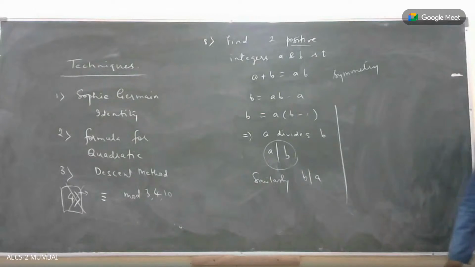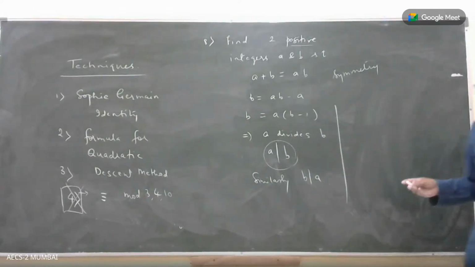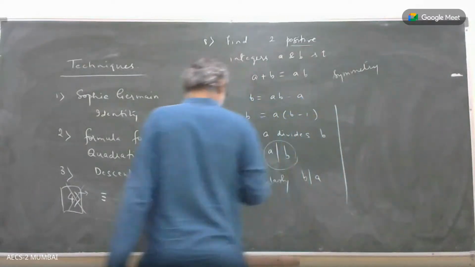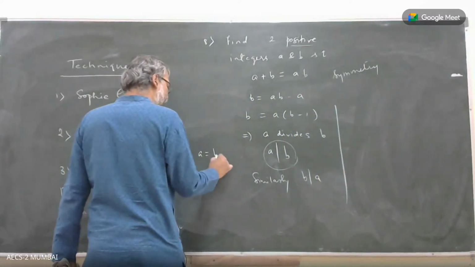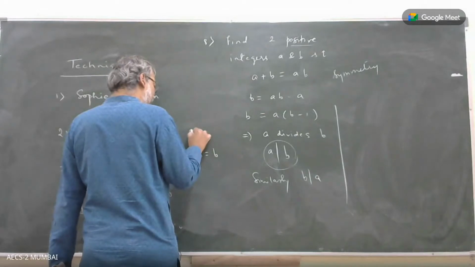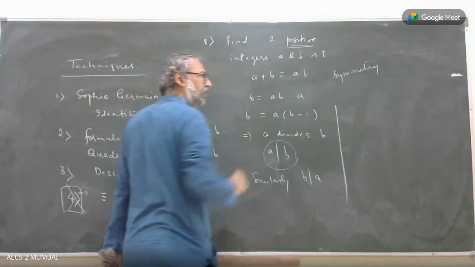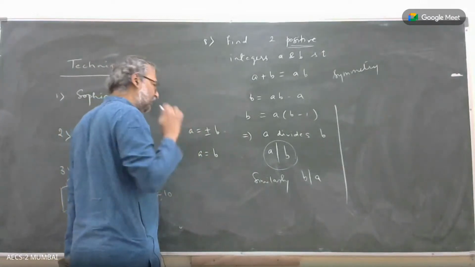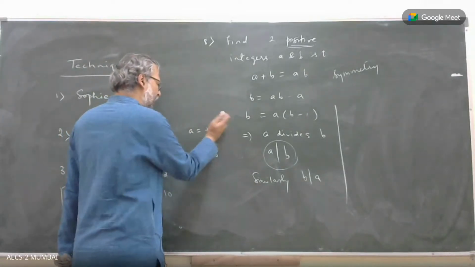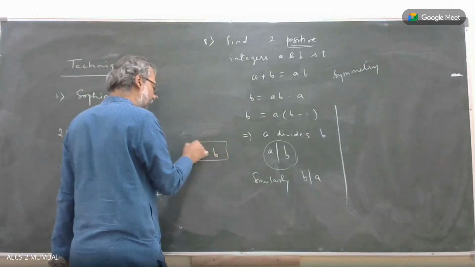So what can we conclude from this? One number divides the other, and the other divides the first, so both are equal up to plus or minus. Yes, and they are positive. So basically, shall I say a equal to b? More generally, I can say a equal to plus or minus b. But now I know they are both positive, so it can't be a equal to minus b. So a equal to b.